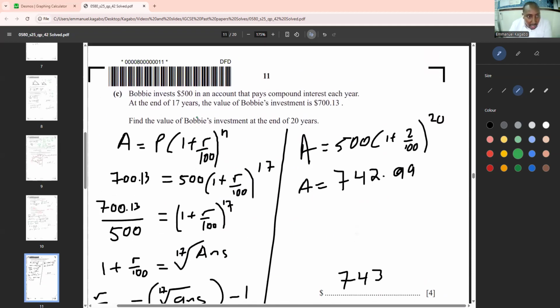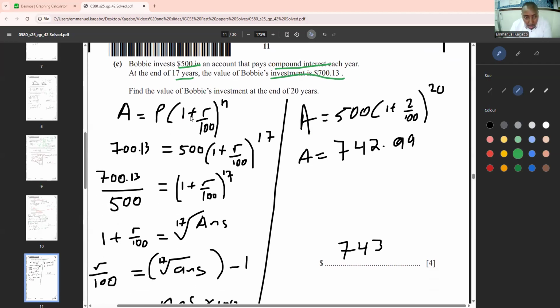Okay. Question C. Bobby invests $500 in an account which is compound interest after 17 years. After 17 years, the investment is that. Okay. This is the formula for compound interest, guys. Now, A equals to that. Now, this is the total value of investment. That's why I have that one. He invested in A. This is P. So he has that. 1 plus R, we don't have the interest rate, power 17.